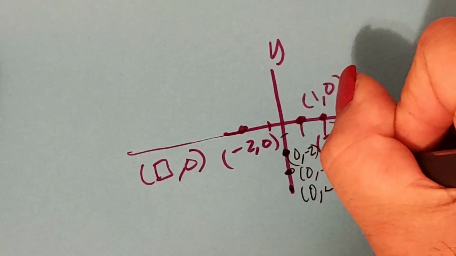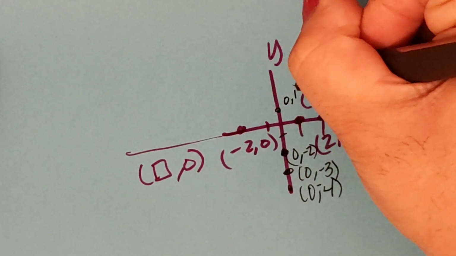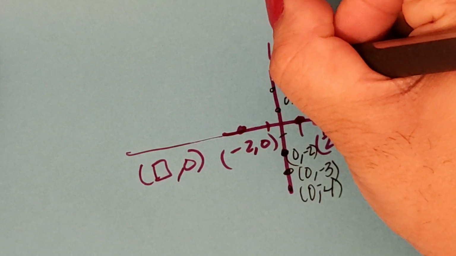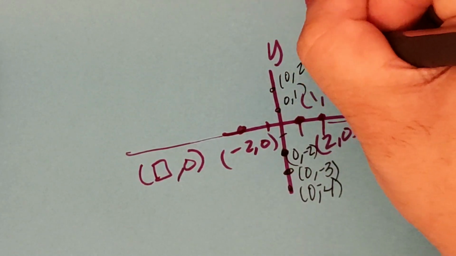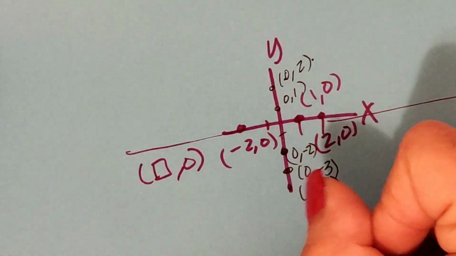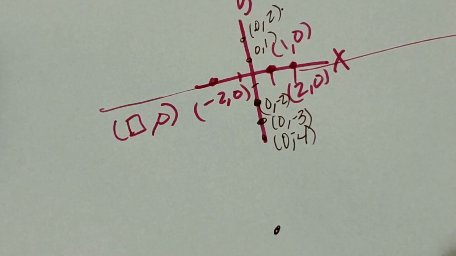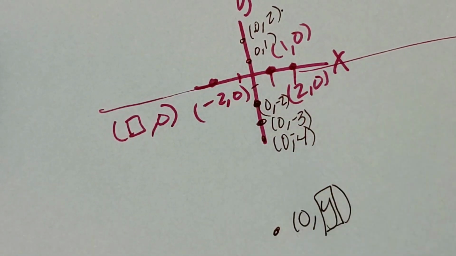0, negative 4. And so forth. It doesn't matter where you are on the y-axis right here. It's going to be 0, something. So I could be all the way down here on the y-axis, and it would be 0, and then whatever our y value is here.